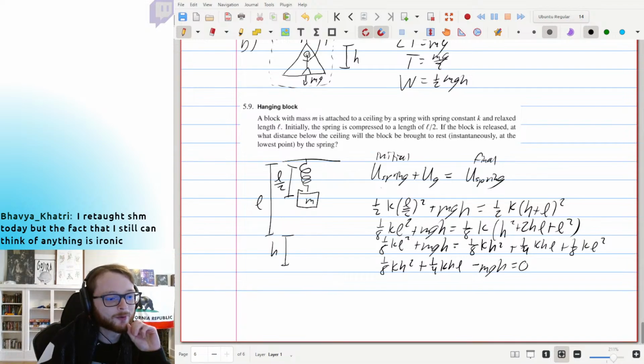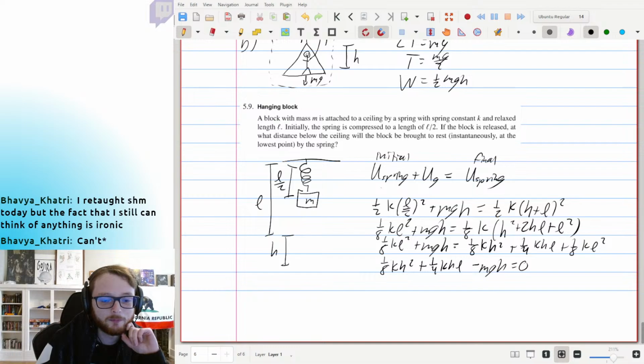I retaught simple harmonic motion. In fact, I can't think of anything. It's ironic. Oh no. Makes you feel any better? The problems from this book are really challenging.